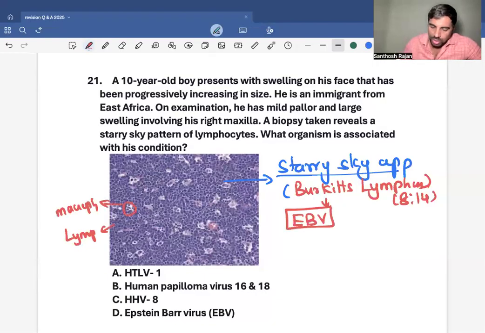Okay, right. Now, you see a 10-year-old boy with a swelling on his face. There is swelling in his face, progressively increasing in size. Okay, some swelling, you should catch it for Burkitt's. We know that. He's an immigrant from Africa. Africa is very common here. Mild pallor and large swelling around the right maxilla. Exactly. Okay. And then biopsy taken showed a starry sky pattern. Starry sky is enough to say it's Burkitt's lymphoma.